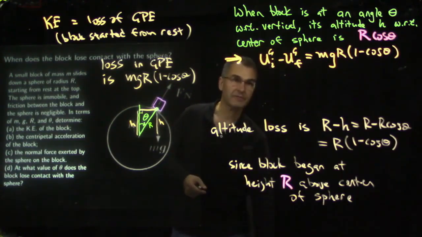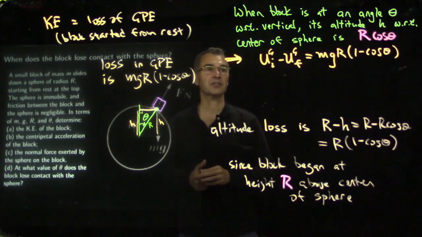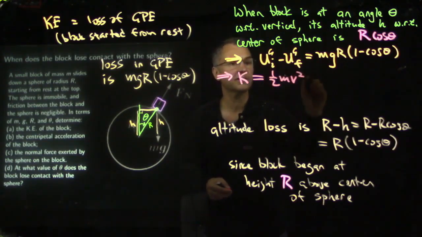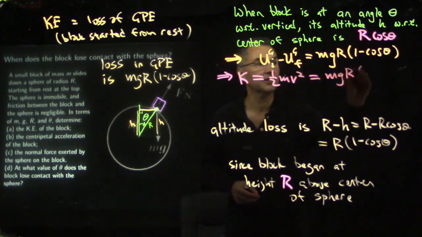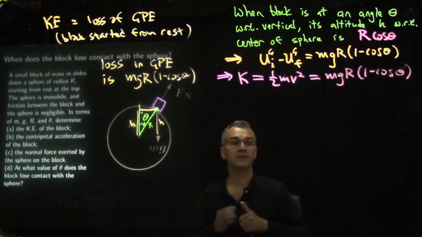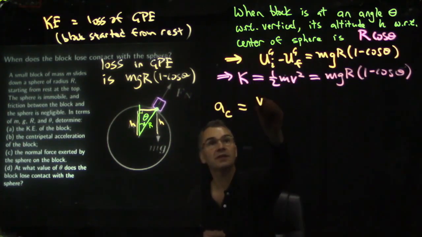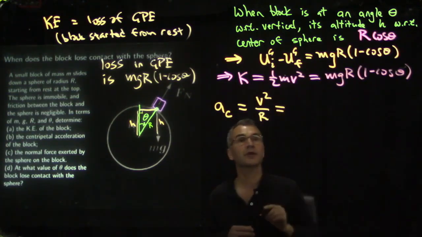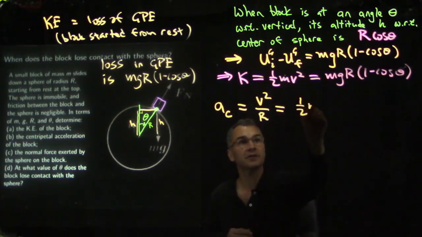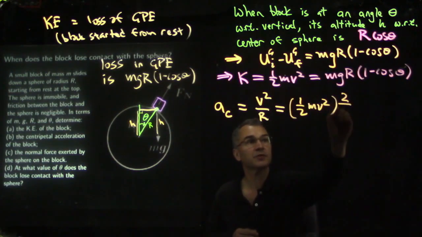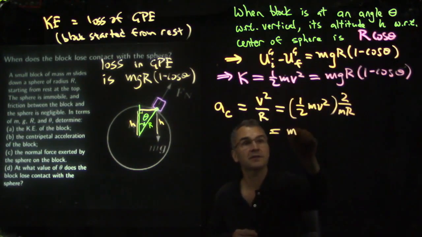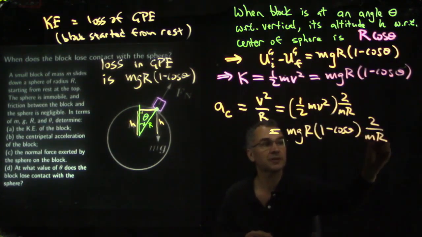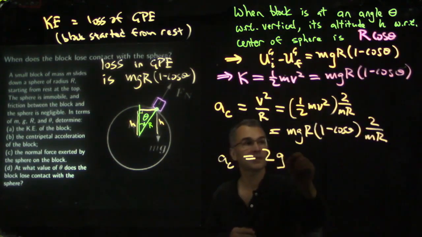So this loss in gravitational potential energy equals the block's gain in kinetic energy. So the kinetic energy, 1/2 mv squared, must equal mgr times 1 minus cosine theta. Then the centripetal acceleration is v squared over r, which is just mv squared times 1 over mr. So this is 1/2 mv squared times 2 over mr. So that must be mgr times 1 minus cosine theta times 2 over mr, and that must be 2g times 1 minus cosine theta.